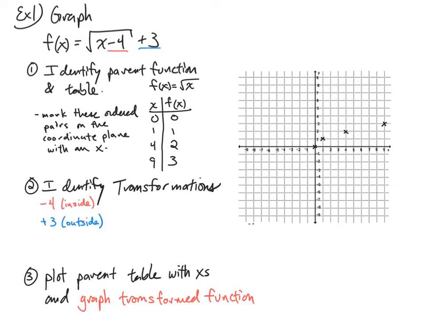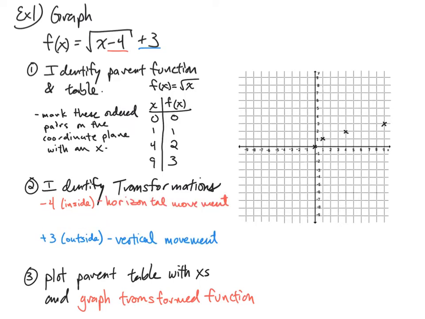And I'm also going to mark the location of where these values are. So the minus 4 is inside. This is grouped up with x inside of a square root. Now, mind you, there are no parentheses here doing the grouping for us, but a square root does inherently group the x and the minus 4 into one expression. So the minus 4 is inside, the plus 3 is outside.